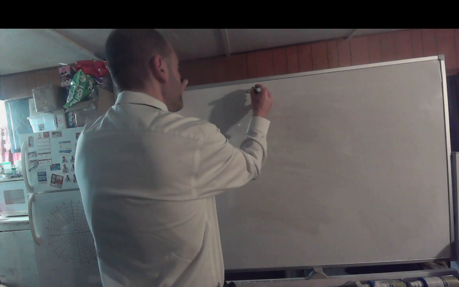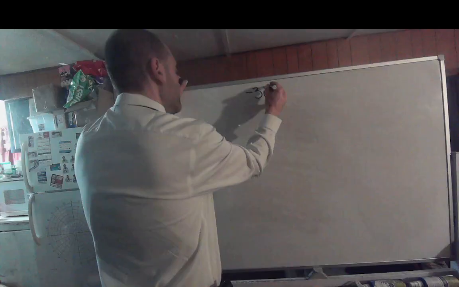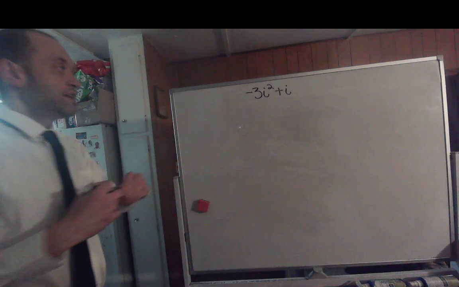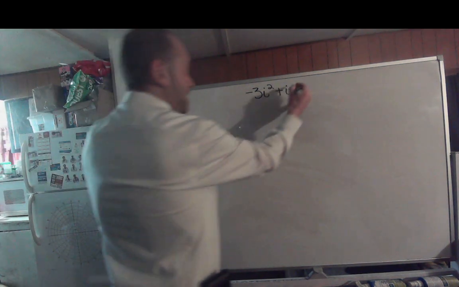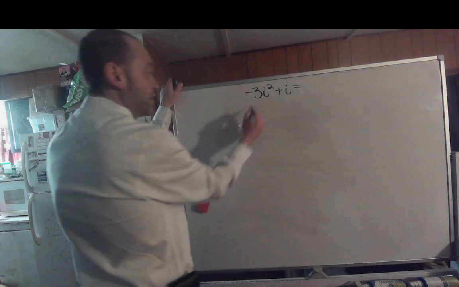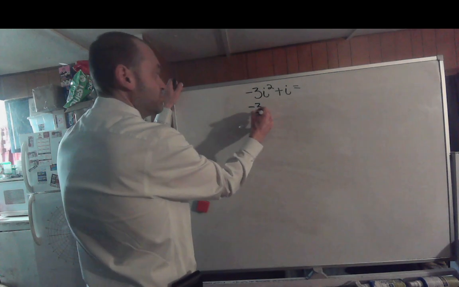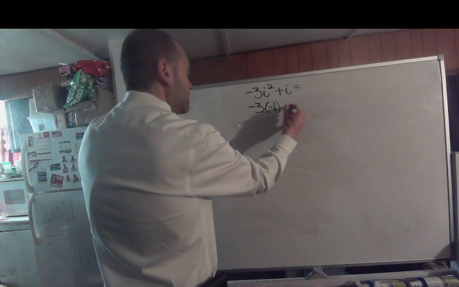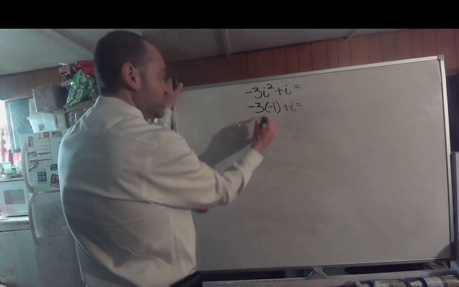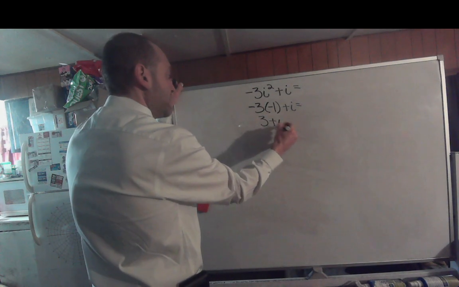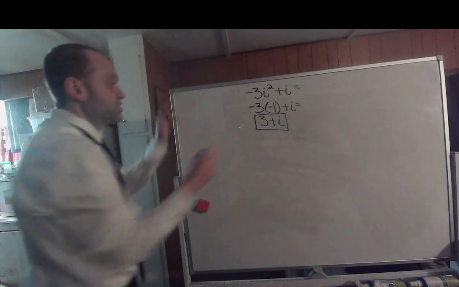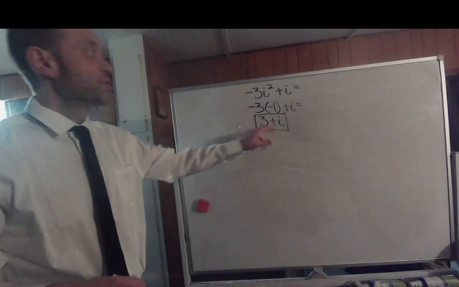All right, let's see. Now I'm going to take negative 3i squared plus i. Well, that i squared is the same as negative 1, so this would be negative 3 times negative 1 plus i, which would just turn into 3 plus i. So in standard form, negative 3i squared plus i just turns into 3 plus i.